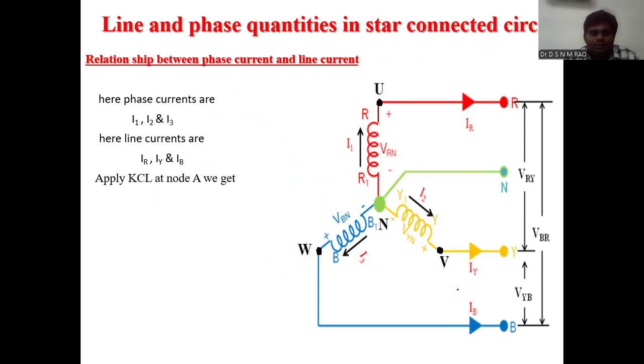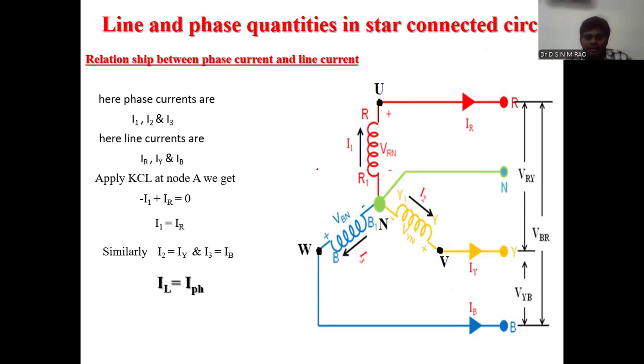Here, as we have already derived, I1, I2, I3 are the phase currents, already defined. Similarly, IR, IY, IB are the line currents. Then we will see the relationship between phase current and line current.